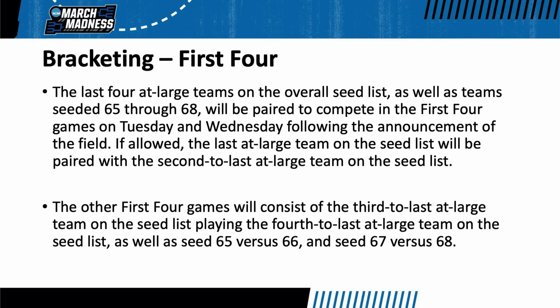The last 4 at-large teams on the overall seed list, as well as teams seeded 65 through 68, will be paired to compete in the First Four games on Tuesday and Wednesday following the announcement of the field. If allowed, the last at-large team on the seed list will be paired with the second to last at-large team on the seed list. The other First Four games will consist of the third to last at-large team on the seed list playing the fourth to last at-large team on the seed list, as well as seed 65 versus 66 and seed 67 versus 68.